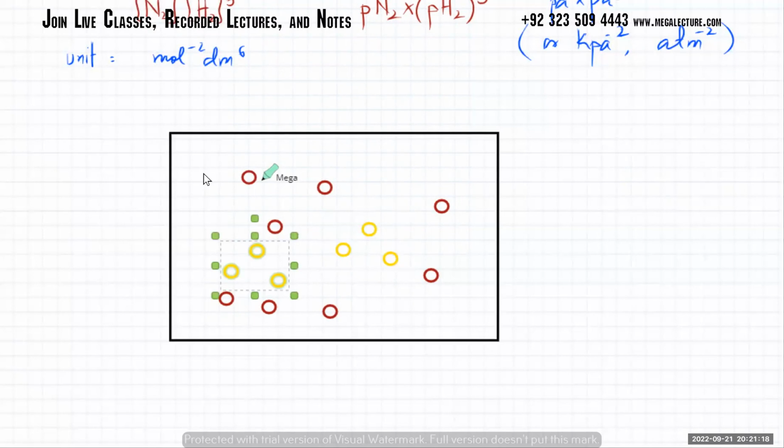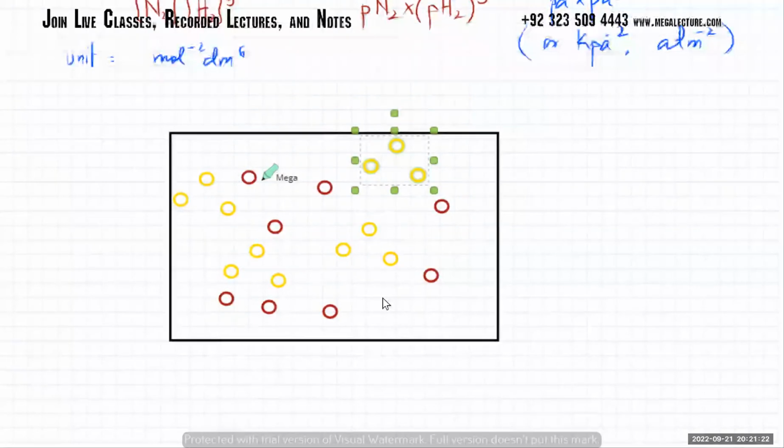So there are lots of H2 particles that have actually mixed. Now, remember the yellow ones and the red ones. So that's my yellow, that's my red molecule.